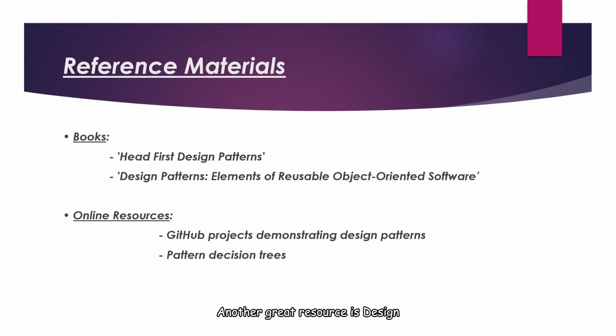Another great resource is Design Patterns: Elements of Reusable Object-Oriented Software. This is the foundational book on design patterns written by the Gang of Four. It's an essential read for anyone serious about understanding patterns at a deeper level. Additionally, online resources like GitHub repositories are a great place to see how design patterns are used in real-world projects. Lastly, decision trees and pattern catalogs can be incredibly useful tools to help you decide which pattern fits the problem you are facing.